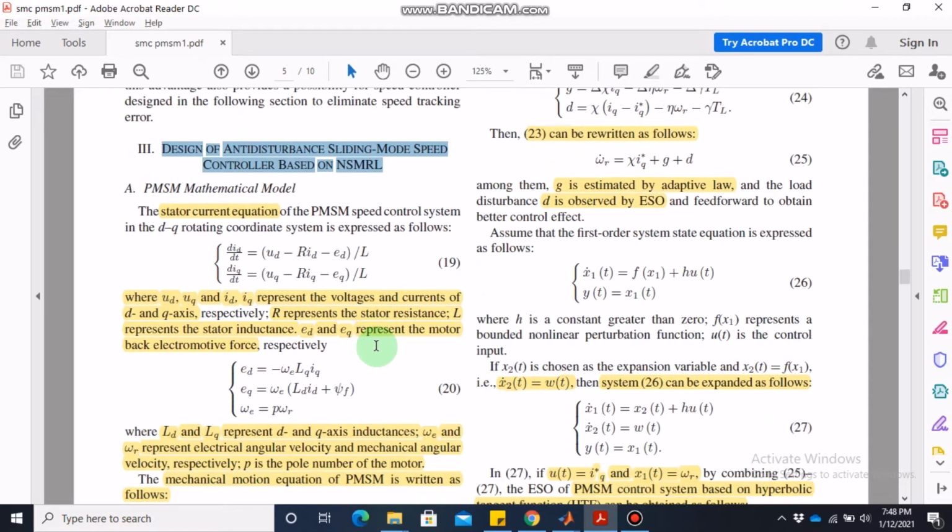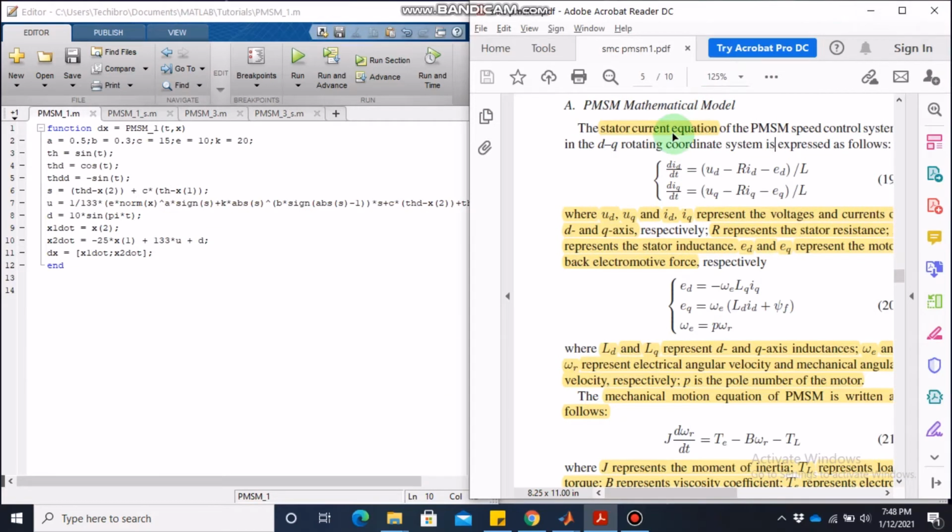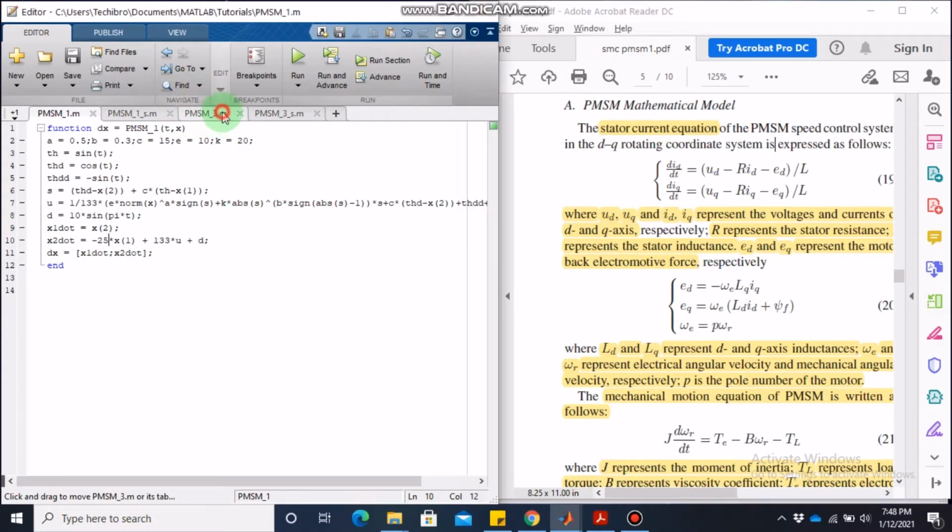And in this section they have given the detailed model of the motor. For example, the DQ rotating coordinate system current differential equations. So I have already written the code for this detailed model as well. So let me go to that. So this is the model.